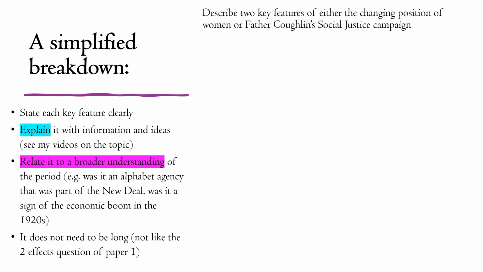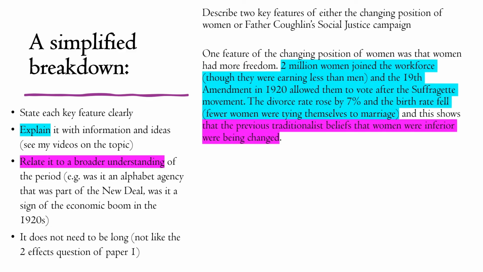So this is another example answer. Describe 2 key features of either the changing position of women or Father Coughlin's social justice campaign. I've chosen the changing position of women. So one feature of the changing position of women was that women had more freedom. Simple key feature. 2 million women joined the workforce, though they were earning less than men, and the 19th Amendment in 1920 allowed them to vote with the suffragette movement.